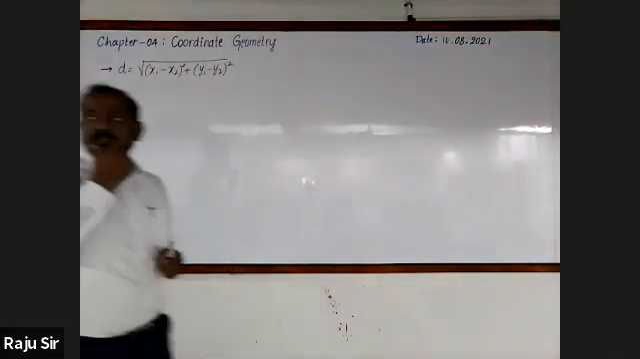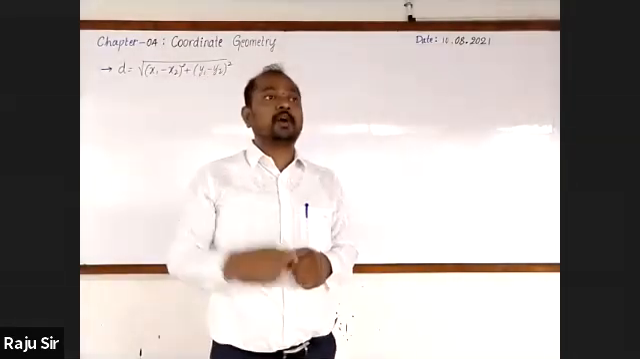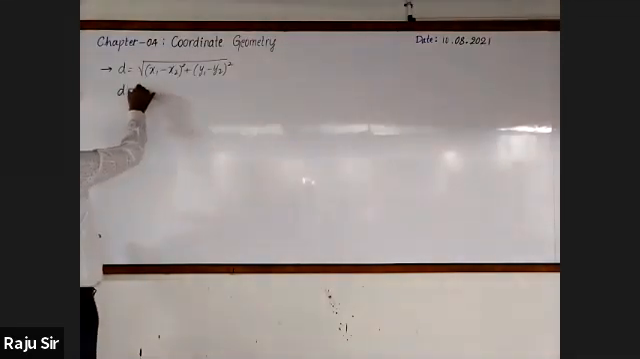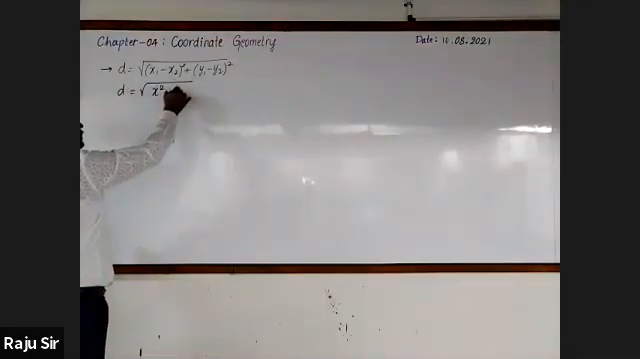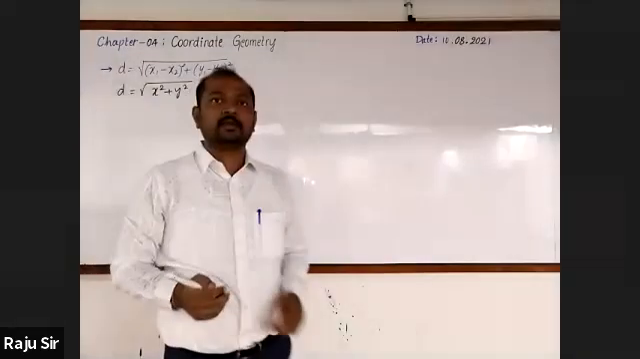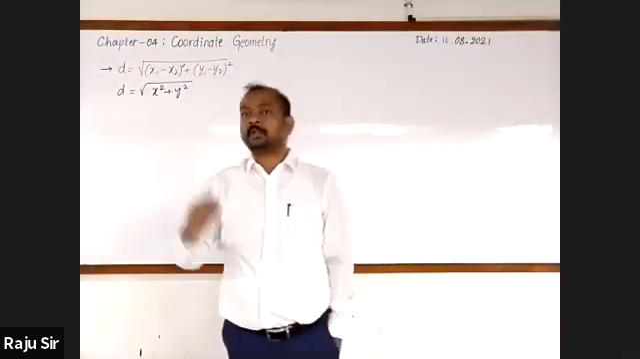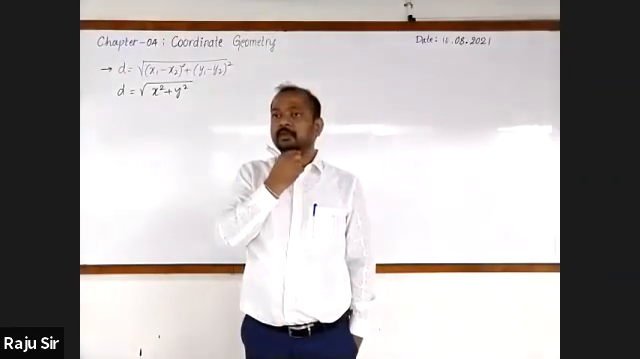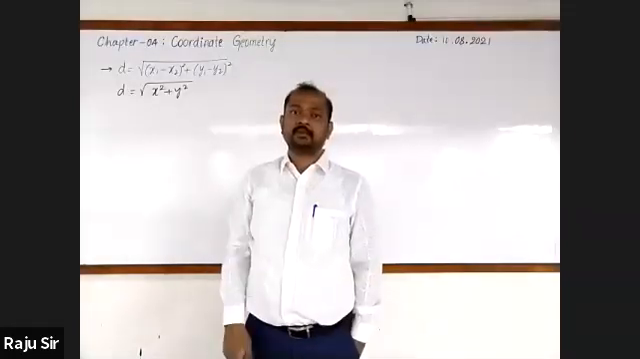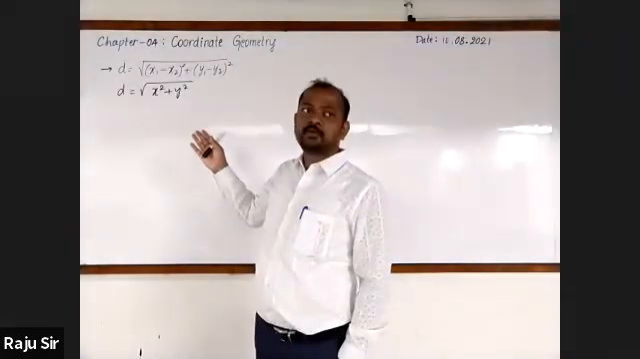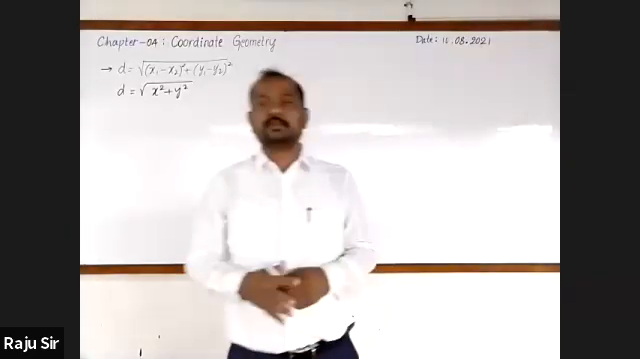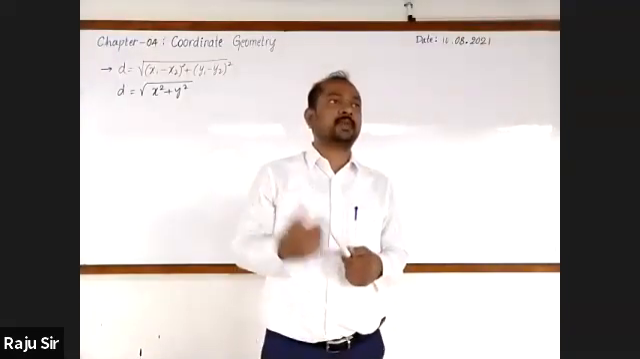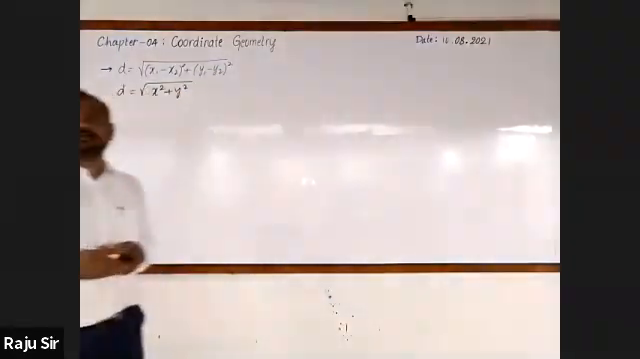If the distance is to be measured from the origin, then what is the distance between the 2 points? Under root x square plus y square. Yes, square root of x square plus y square. Suppose the point (2, 3) is away from the origin. What is the distance of that point from the origin? Root of 2 square plus 3 square. Very good. 2 square is 4, 3 square is 9, 9 plus 4 is 13. It is square root of 13.